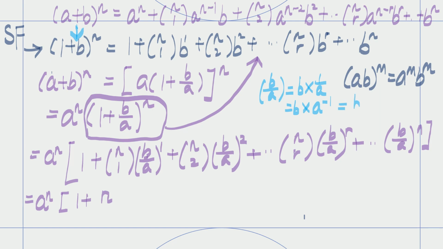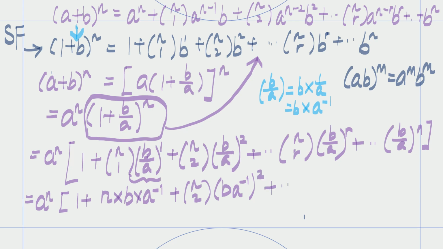So I'm going to write it as b times a to the power of negative 1. So this guy here will be n times b times a to the power of negative 1. Okay, n choose 2, we can't do anything, just leave it as n choose 2. Right, so that will give me (b a to the power of negative 1) to the power of 2, right? n choose r, we can't do anything, leave it alone. So that will give me (b a to the power of negative 1) to the power r, (b a to the power of negative 1) to the power n.